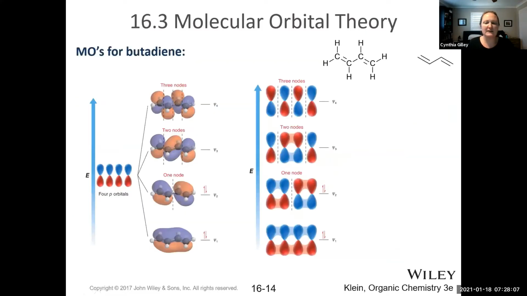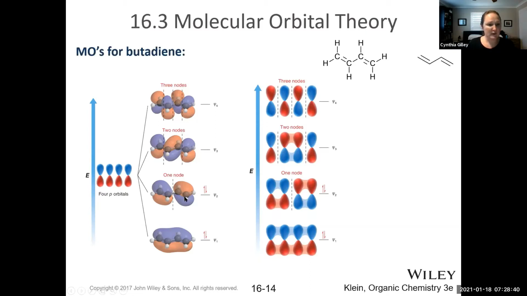Let's look at another system. Instead of looking at just a simple pi bond, where we're overlapping 2 atomic p orbitals, what about a conjugated diene in 1,3-butadiene? That has 4 p orbitals, 1 for each carbon, and if they're all planar, then they all overlap. And when they overlap, they form molecular orbitals. And because we're combining 4 p orbitals, we're forming 4 molecular orbitals.